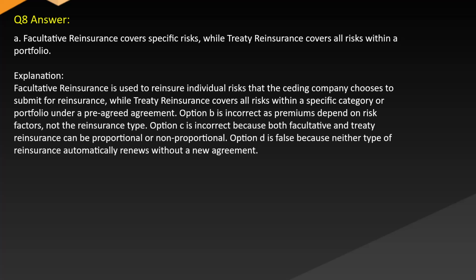Option B is incorrect as premiums depend on risk factors, not the reinsurance type. Option C is incorrect because both facultative and treaty reinsurance can be proportional or non-proportional. Option D is false because neither type of reinsurance automatically renews without a new agreement.